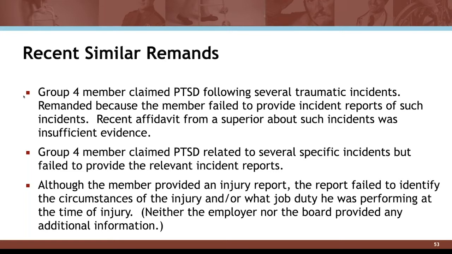The third is a little different because the member did provide an injury report. But the injury report really didn't say anything. It didn't say how the incident occurred or what he was doing at the time of the incident. Part of the reason being, apparently, he just was knocked unconscious somehow. He doesn't know how, and he can't recall what he was doing. Neither the board nor the employer provided any additional information to support what he was doing or how the injury occurred. So we had to remand it.